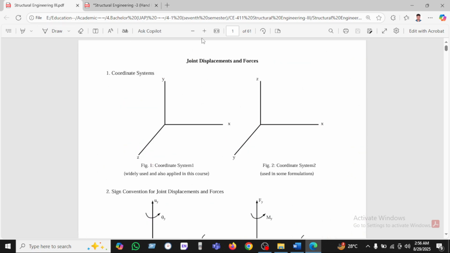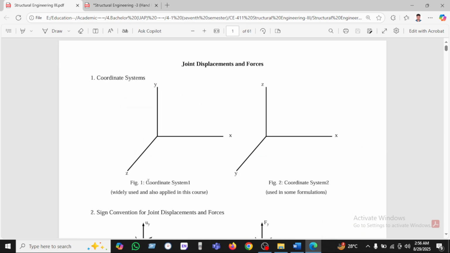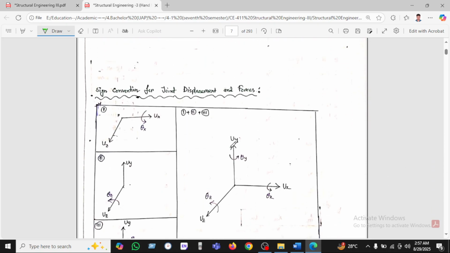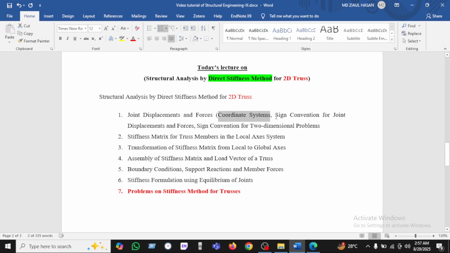So here we can see Figure 1, the coordinate system. We can see here x and z are in the plane, and it is widely used, also applied for this process. And we can see here x and y also in the plane. It is used in some formulation.